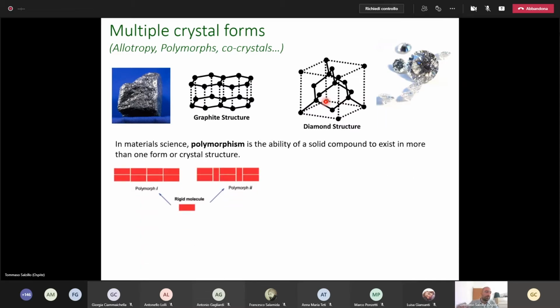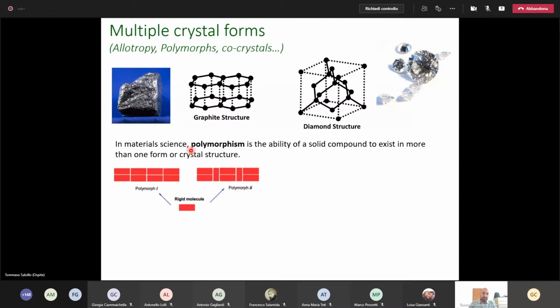But today we will talk more specifically about polymorphism, that is the ability of another kind of material to crystallize in different structures. In principle, molecular materials are solids made not by elements, but by molecules. So molecules are held together by weak interactions. These interactions can be van der Waals, pi-pi stacking, or hydrogen bonding.